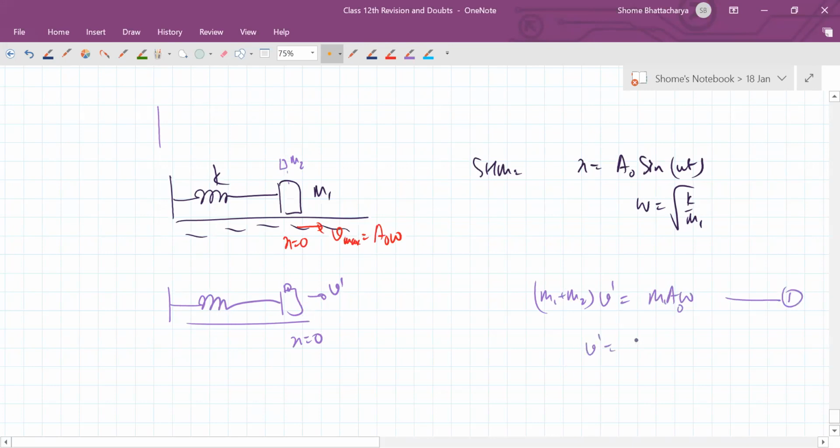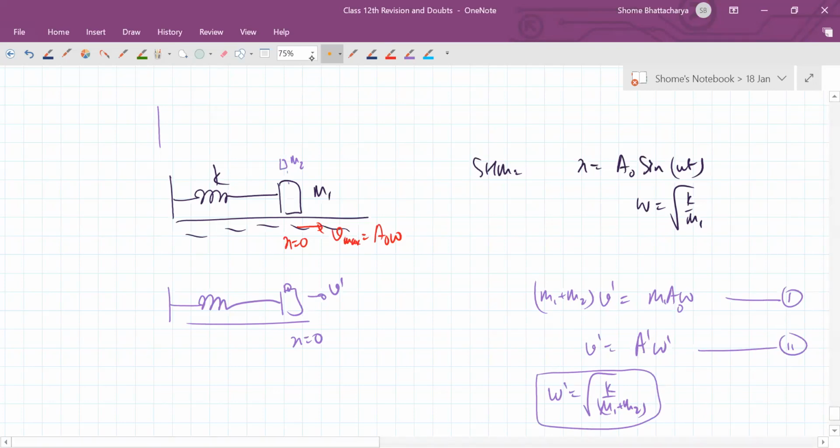Okay, and now what will happen? This v prime will be your new amplitude into your new omega. And your new omega will be what? Square root of k upon (m1 plus m2). So this is your second thing. That will tell you the amplitude using this relation.